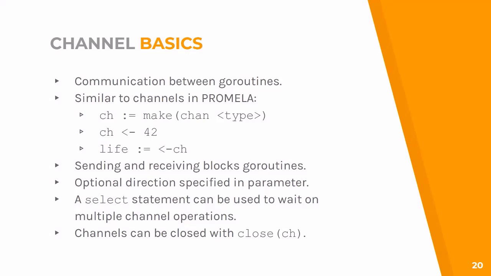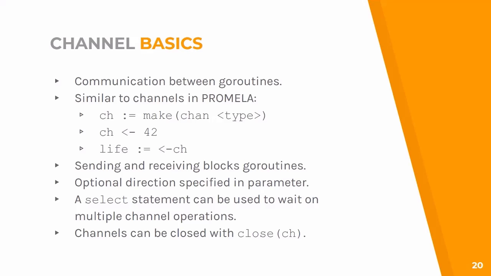Go encourages using channels, and this idea is really emphasized in the slogan: Do not communicate by sharing memory. Instead, share memory by communicating. Communicating sequential processes, or CSP, using channels is the bread and butter of Go concurrency. Channels in Go are like the channels we have looked at in Promela.